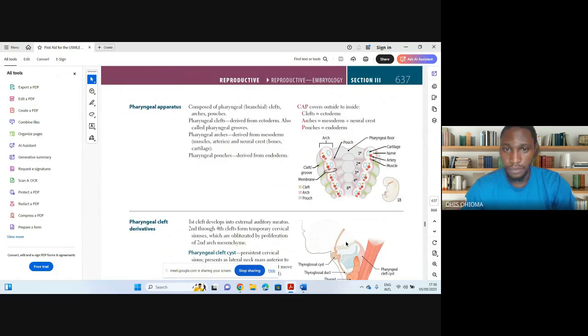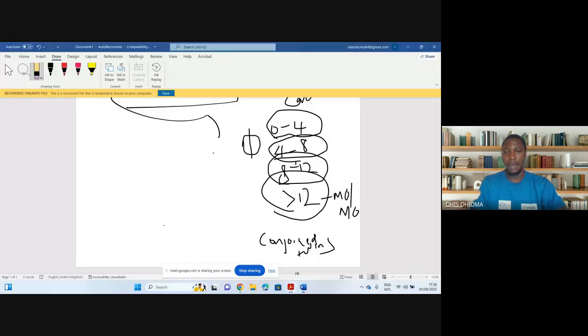And so we're going to talk about the pharyngeal pouches. What we're going to talk about here basically is how it's formed. And so the pharyngeal apparatus has 3 components, right? It has the pouch, it has the cleft. So let me just arrange it. They call it a cap. The pharyngeal apparatus has 3 parts. It has the cleft, it has the arc, and then it has the pouch, right?